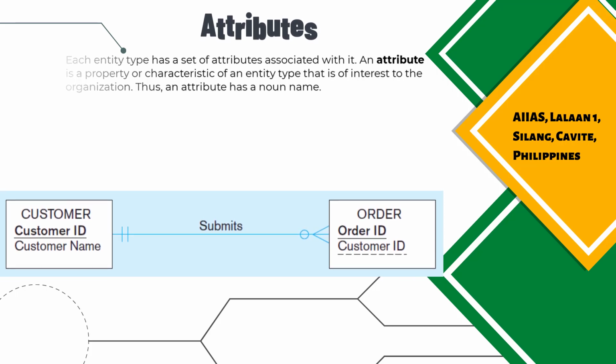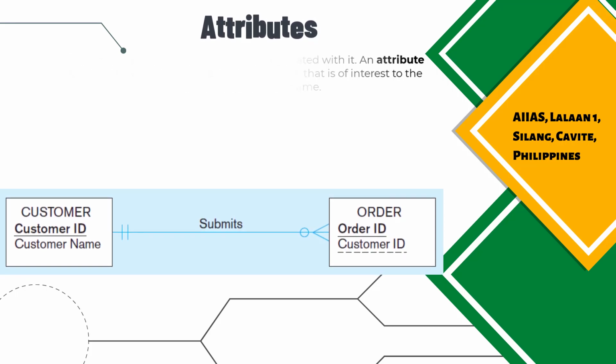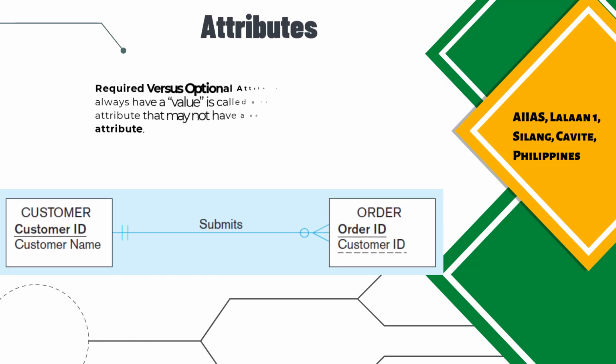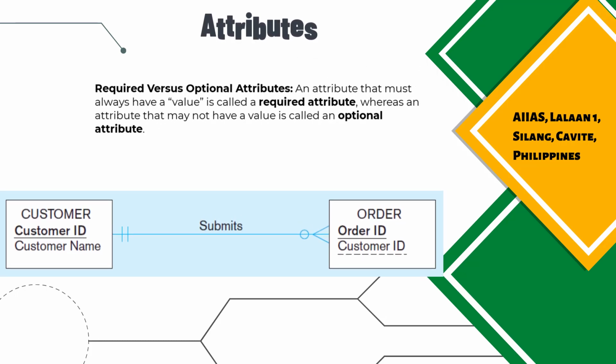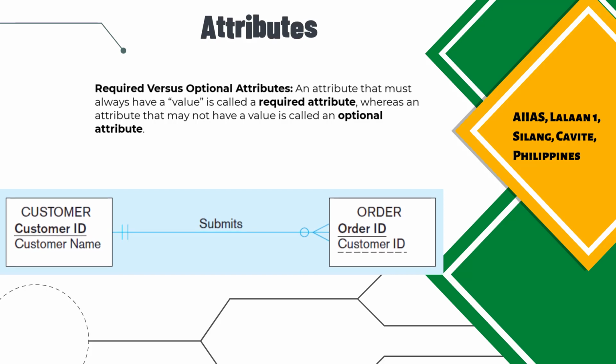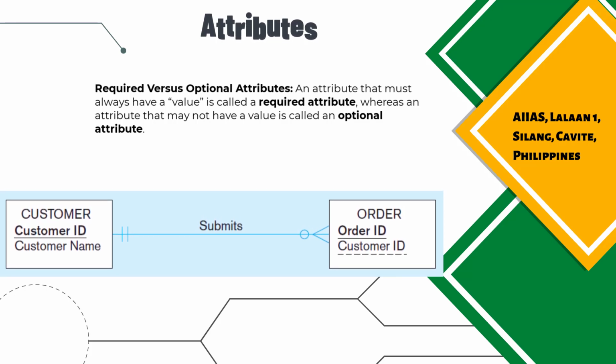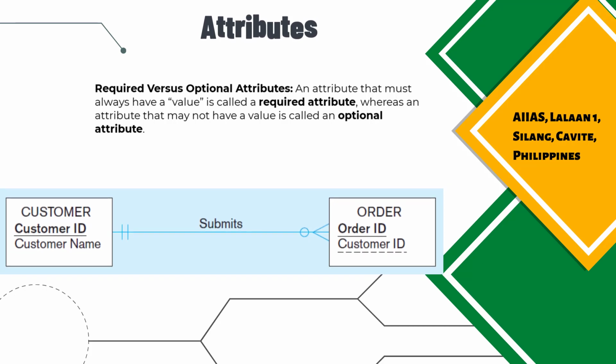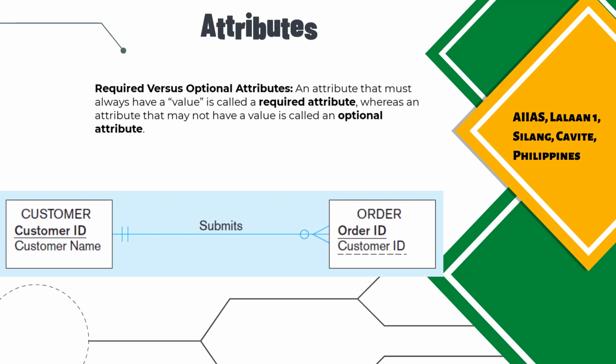Let us look at the different types of attributes. Number 1, required versus optional attributes. An attribute that must always have a value is called a required attribute, whereas an attribute that may not have a value is called an optional attribute.